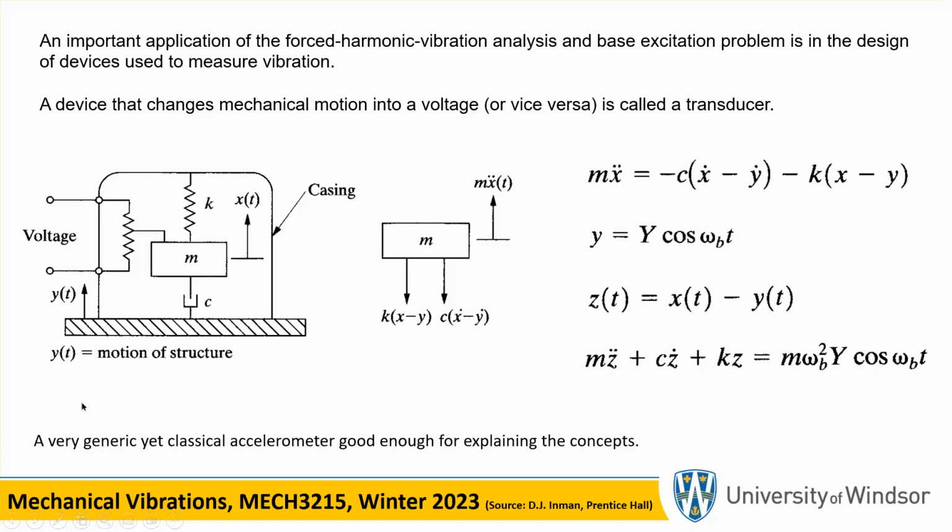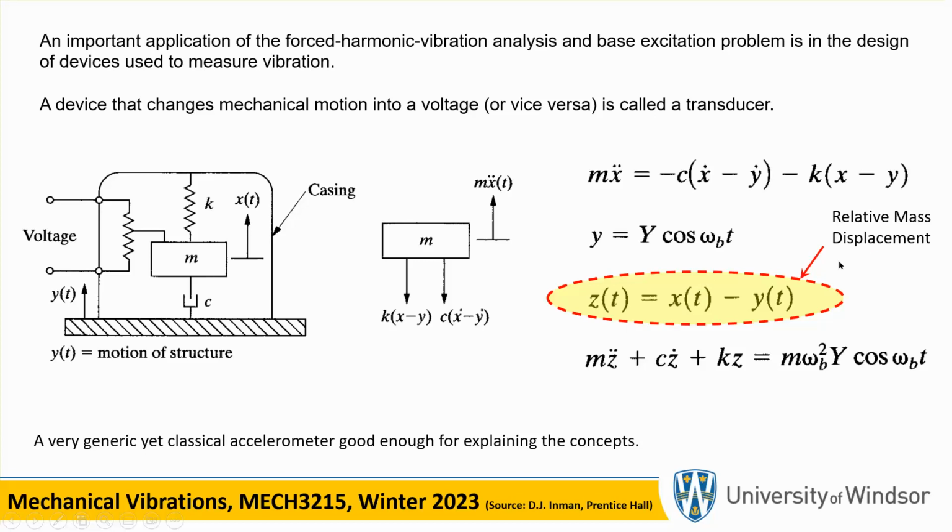Okay, now the other thing is that this accelerometer that I showed you, generally speaking, is a generic accelerometer. They used to be all like this. You don't find things like this anymore. So it's a generic but a classical one, but it's good enough to explain the concepts behind the accelerometer equation, which allows us to actually get information about how to measure things. Okay. Just remember that this is the relative mass displacement.